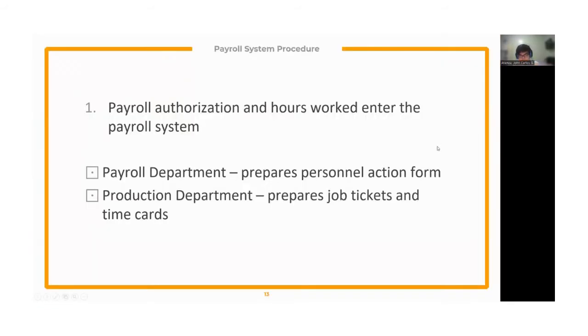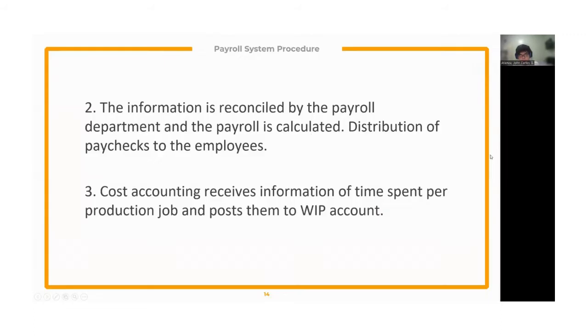So number one, payroll authorization and hours worked enter the payroll system. So the information is gathered from two departments. Number one is the payroll department. It prepares the personnel action form, and the production department, which prepares job tickets and time cards. So the information gained from these forms are inputted into the payroll system. Next, the information is reconciled by the payroll department and the payroll is calculated. Then distribution of paychecks to the employees.